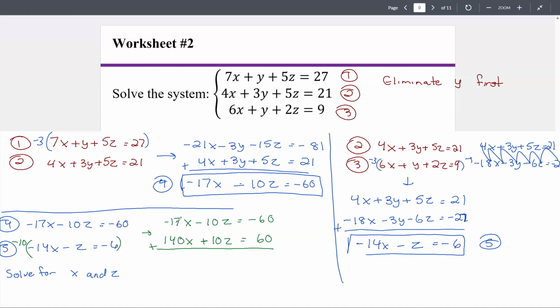So when we add these together, negative 17 plus 140x is going to give us 123x. Our z's are gone, and minus 60 plus 60 equals 0. So 123x equals 0, meaning x is just going to be 0. So we have one of our variables now. So we have that x would be 0.